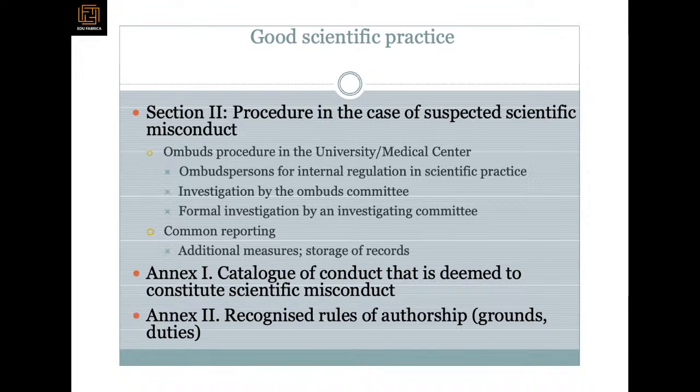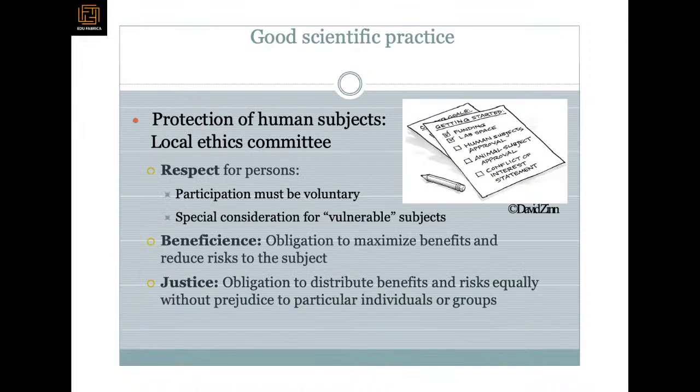Section 2 is the procedure in case of suspected misconduct. If misconduct has been done, how can you find it out? You have to ask the university center, the investigating committee, and all the people who are storing your data. These people could help you to get things cleared up. On protection of human subjects and the local ethics committee: respect for persons, participation must be voluntary, special consideration for vulnerable subjects, and the work has to be beneficial to society, and justice has to be given to your work.